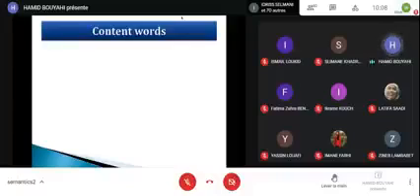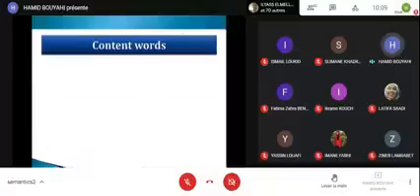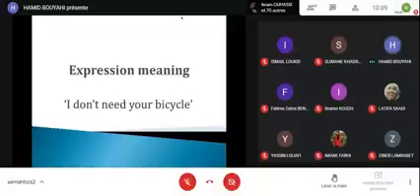So the first thing is content words. I think we have seen content words last year. We have two types of words: content words and functional words. So how many content words do we have here? We have two content words, the verb need and bicycle, because they are the words that contain the main information about the sentence. Yes, the words that contain the main information, that's one thing. And the words that can mean something independently.